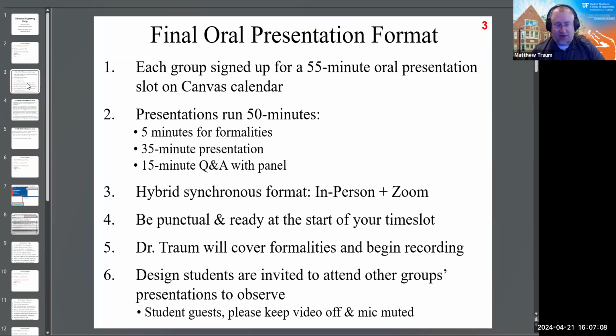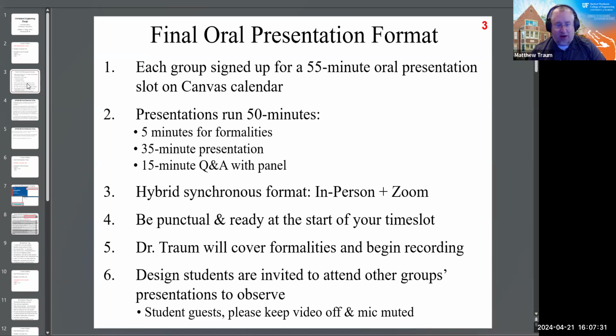We ask that you please be punctual, and have your entire group there and ready to go before your allotted time slot starts so that we can easily transition from one group to the next. I'll spend that first 5 minutes covering the formalities, and then I will hit the record button, get out of the way, and hand over the floor to you to use the remaining 50 minutes however you wish.